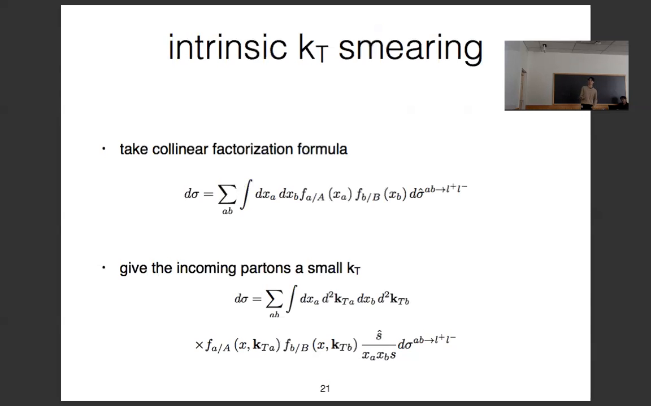So what is it? You take your collinear factorization formula. You allow your incoming partons to have a small initial transverse momentum. So your convolution becomes a convolution also including the integral over the initial kT. And by doing this, the Mandelstam invariants and the partonic cross section will be modified. And so you have also to take into consideration modifying the initial parton flux. That's why you have this factor.